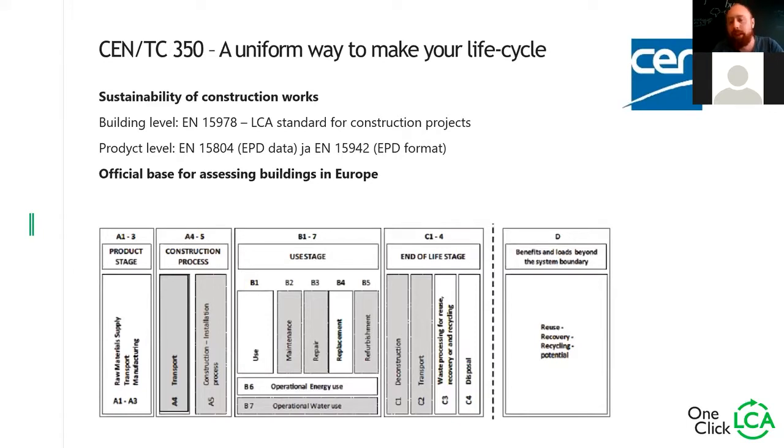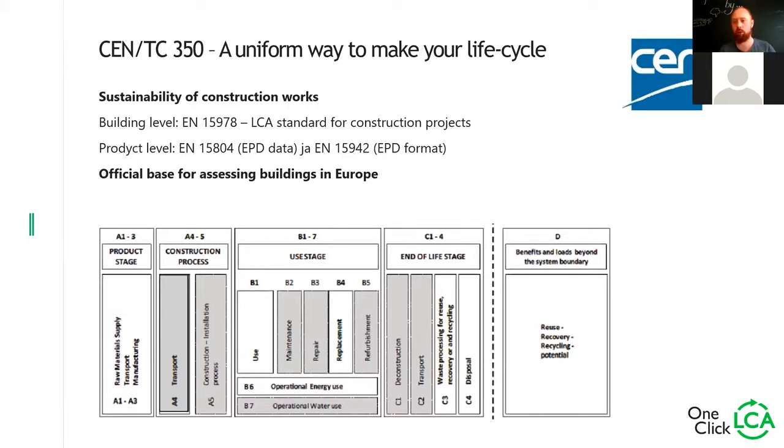So when we are basically looking at what we are calculating, there is a uniform way to make a life cycle, which is based on CEN TC 350. For building LCA, we have the standard EN 15978, as I said, and then for product level, we have 15804. When we look at the different life cycle stages, we always start with A1 to A3. So these are the emissions of making our materials. So the raw material supply, transport, and the manufacturing of this.